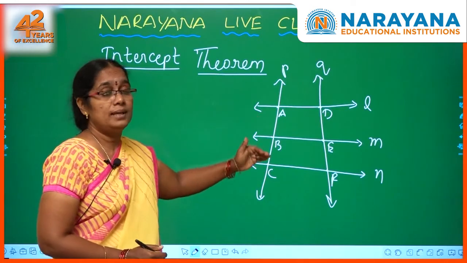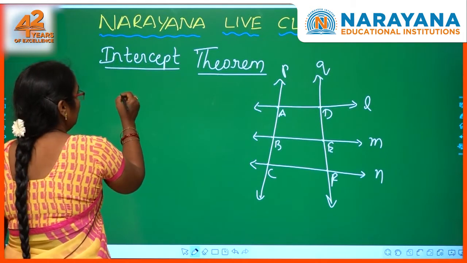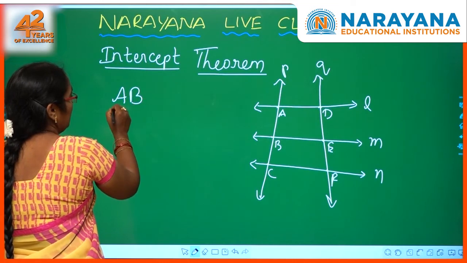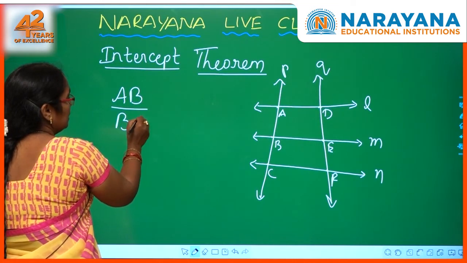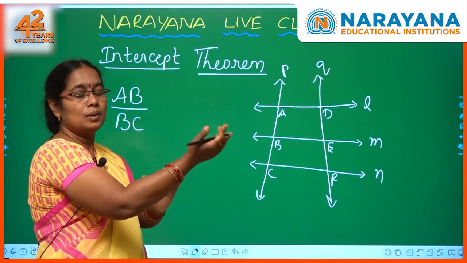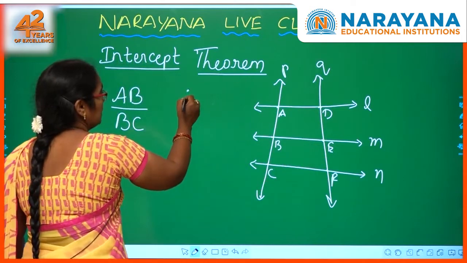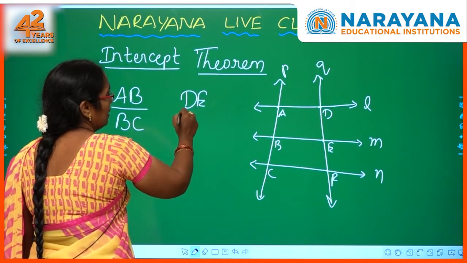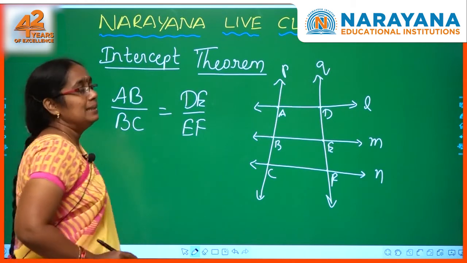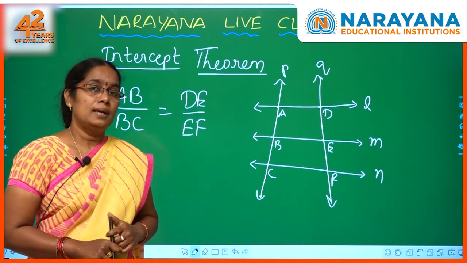the ratio of the intercepts are equal. What is the ratio here? AB by BC. That is the ratio of these two intercepts, and same on the other transversal also. What is the ratio of the intercepts? DE by EF. So ratios of intercepts are equal. That is intercept theorem. Okay.